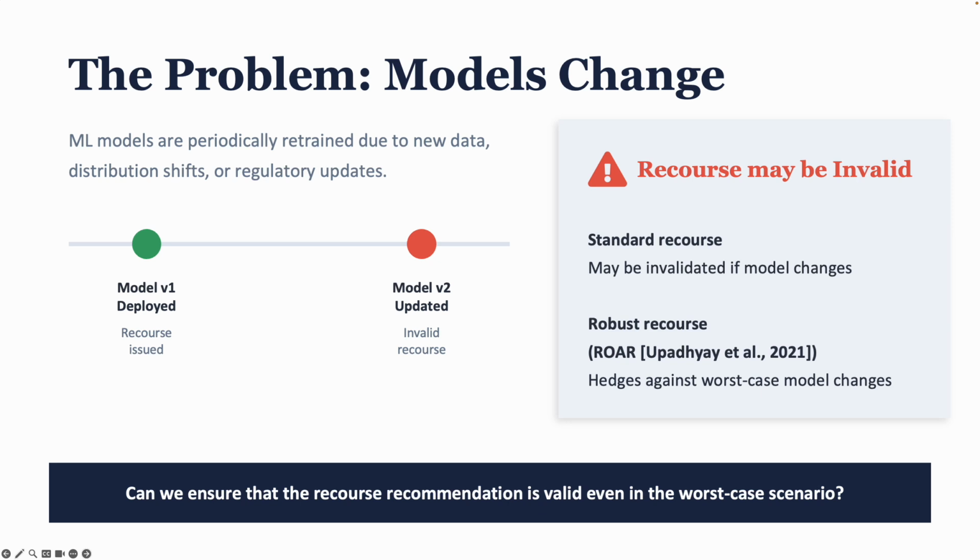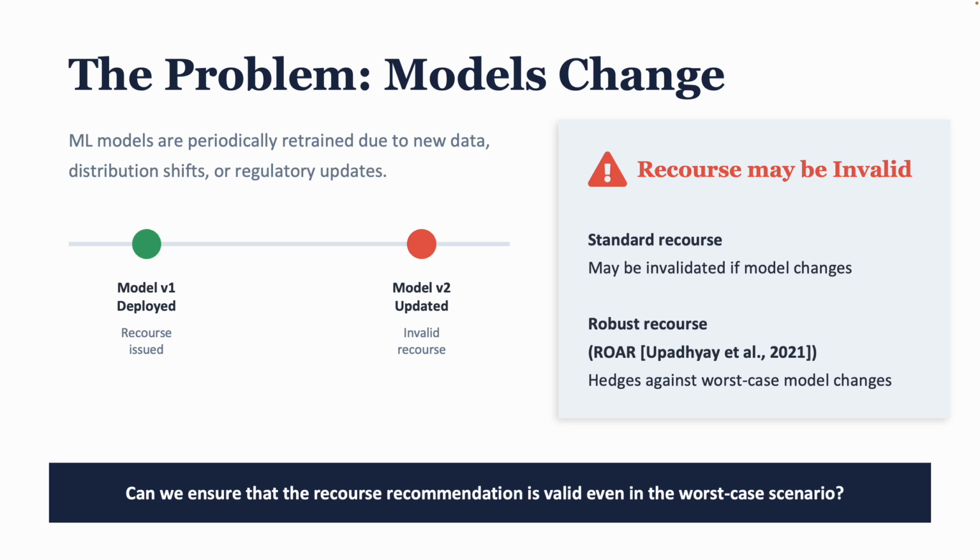Now here's the critical issue. This formulation assumes the model parameters theta remains fixed over time. But in practice, ML models are periodically retrained. For example, maybe new data comes in, the distribution shifts, regulation changes. And as shown in the timeline, when the model is deployed at version 1, recourse is issued and it's valid. But when the model gets updated to version 2, that recourse may become invalid. The individual followed the advice, made real changes to their life, but the goalpost moved.